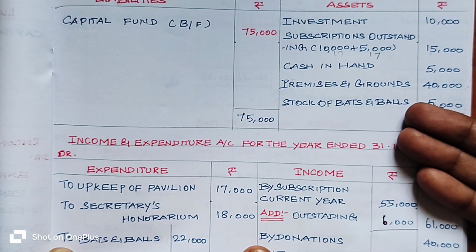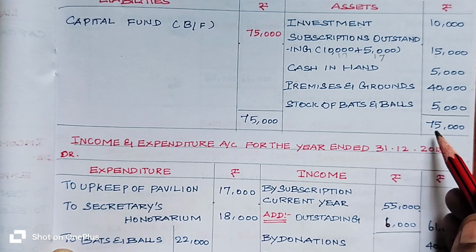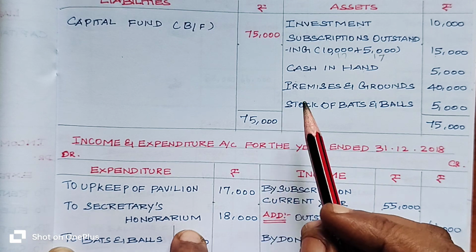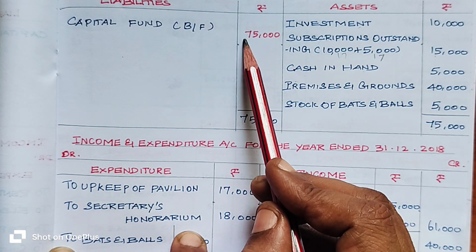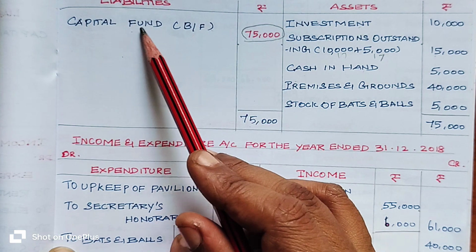Respective items will enter on the asset side, and we have the higher total value on the asset side. The total is 75,000. We have to enter the total on both the debit and assets and liability side. Then we get the balancing figure 75,000. So this is the opening capital fund.